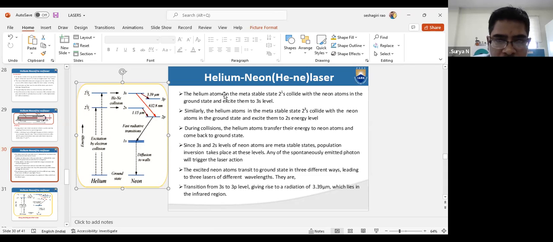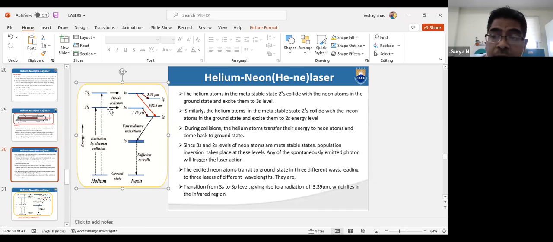So that is what I'm telling you. The helium atoms in the metastable state collide with the neon atoms in the ground state and excite them to the 3s level. Similarly, they collide with the neon atoms in the ground state and excite them to the 2s energy level. During the helium-neon collisions, the helium atom will transfer the whole of its energy to the neon atoms and come back to the ground state.